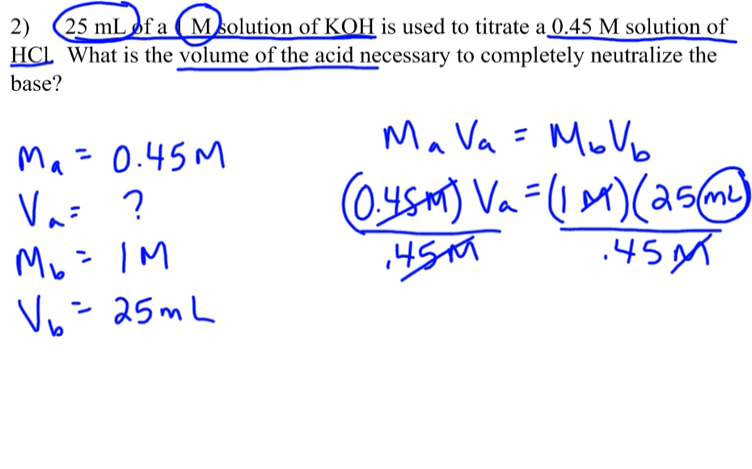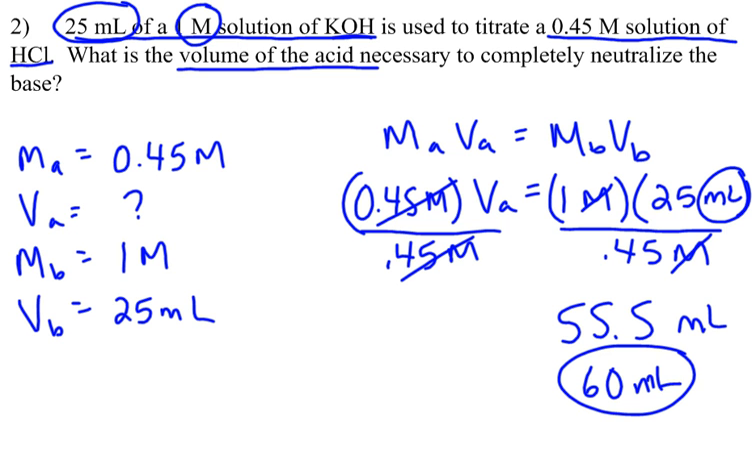1 times 25 divided by 0.45 works out to 55.5 milliliters. However, if we had to express this to 1 sig fig, because our molarity up here, the molarity of the base, was in 1 sig fig, we would have to round that to just be 60 milliliters. So that's the best answer for number 2.